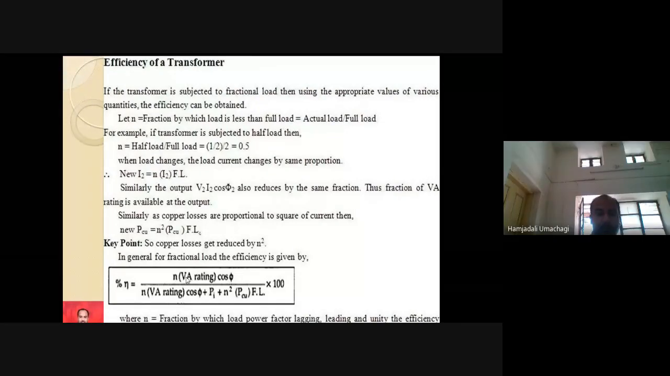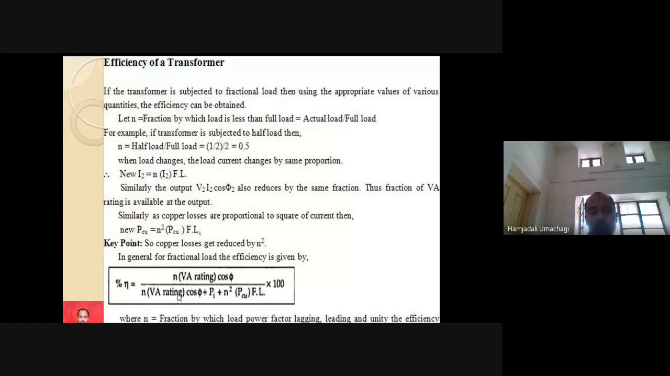This is one of the important factors to describe the performance of the transformer, in terms of efficiency, output by input. Output is given by n V A rating into cos phi, divided by output plus losses. Always remember, output is not efficiency, efficiency is output by input. Output is given by n, where n stands for what amount of load you have connected, small n, the percentage of loading condition. V stands for voltage, A stands for current, into the operating power factor of the connected load, that is cos phi, divided by output plus total losses. Total loss is nothing but iron loss plus copper loss.